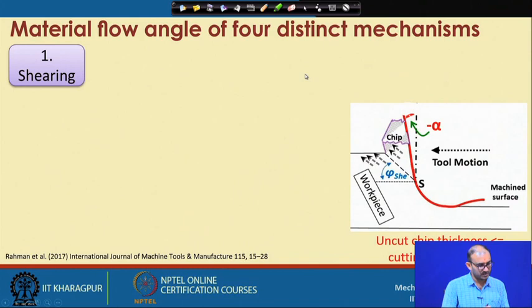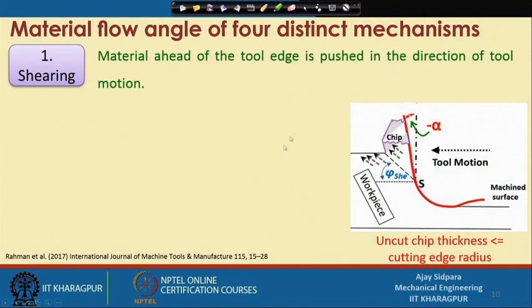So, let us continue further. Now in this case, whatever material is ahead of the tool is pushed in the direction of the motion, right? Material is coming in this direction and your tool is moving in this direction. So, material ahead of the tool edge. This is your tool edge that we have seen in the last slide also. It is pushed in the direction of the tool motion, because your workpiece is coming from this direction.